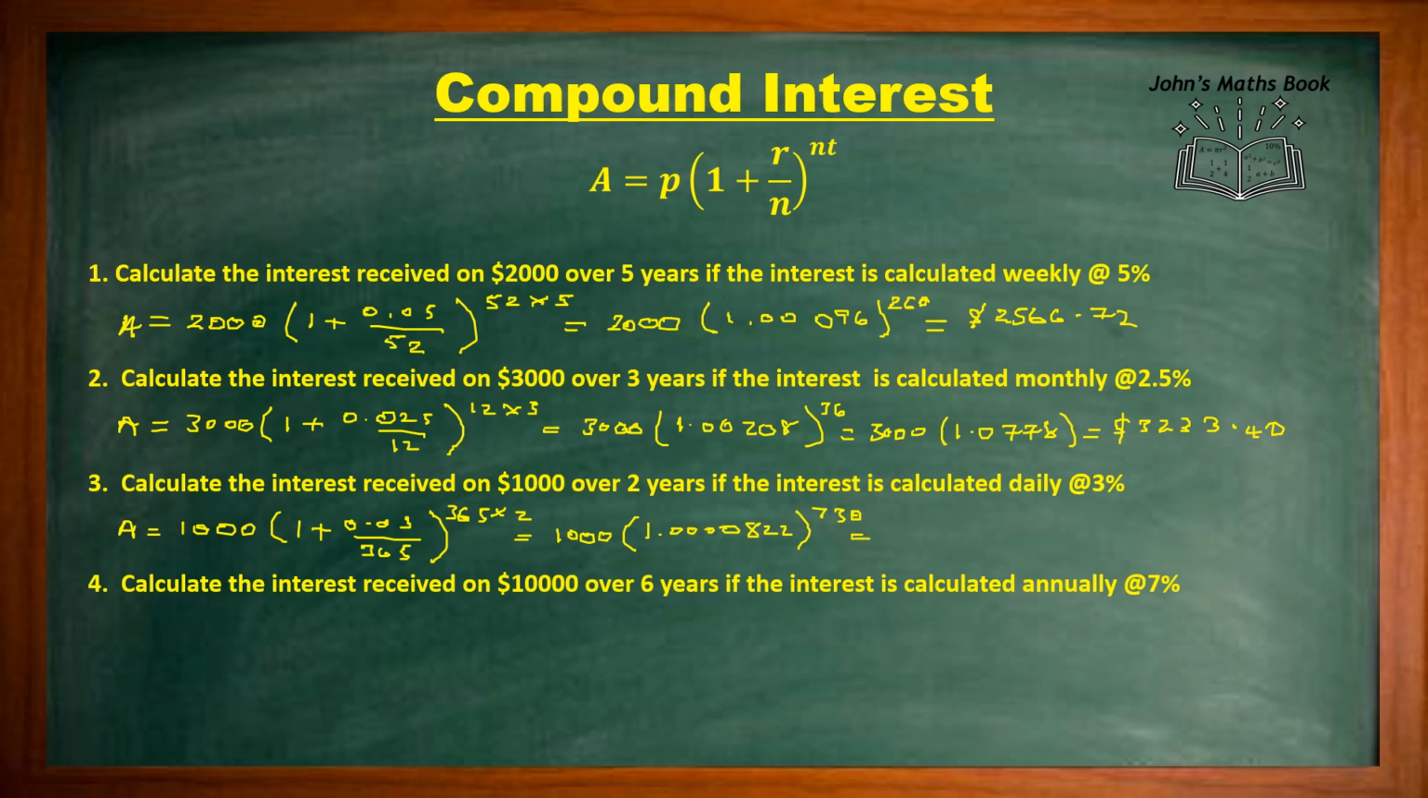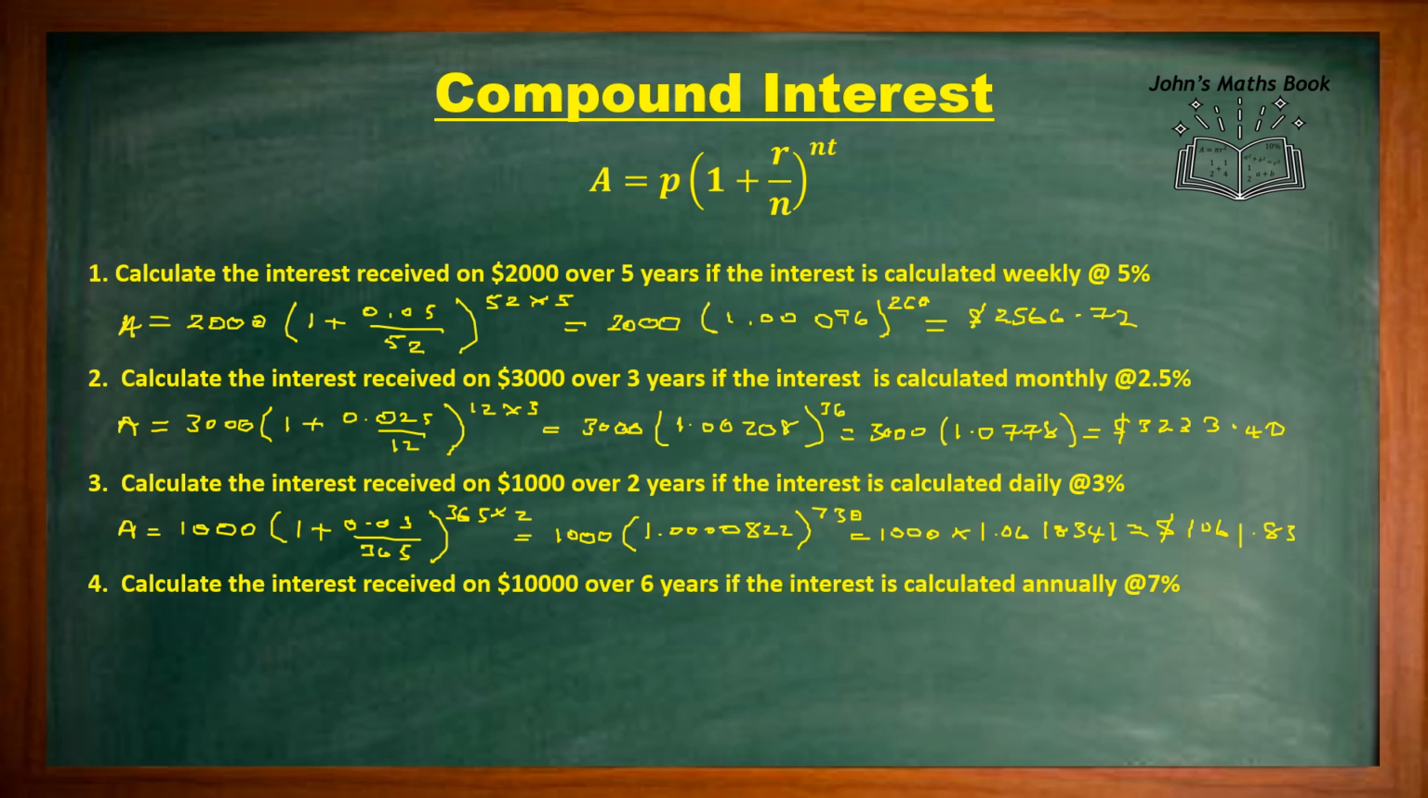And if we take that number to the power of 730, we get 1,000 times 1.06183. So in dollars, our final amount is $1,061.83.